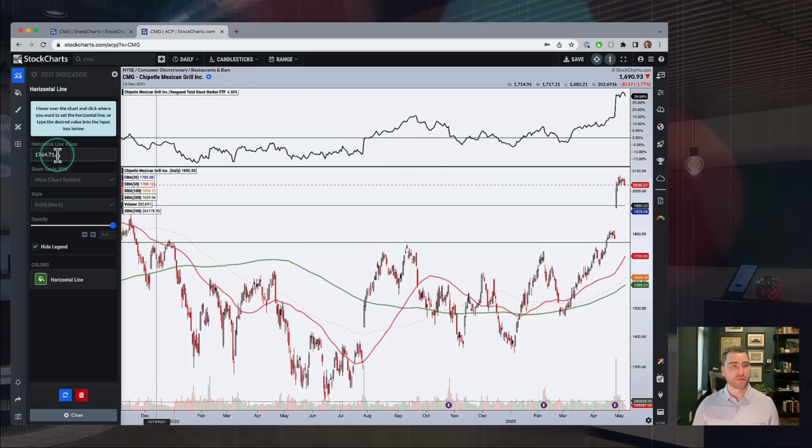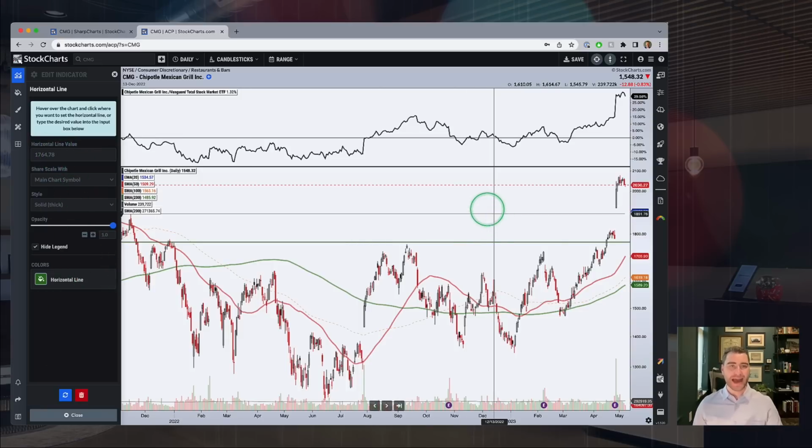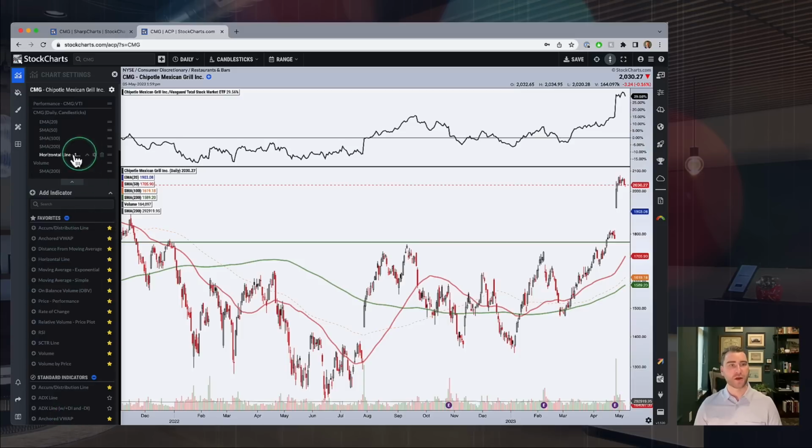Now we can come in here and modify this. Let's say we actually wanted it to be 78 or something like that. All we have to do is type in that box and hit enter. But adding those horizontal lines here in ACP, very, very easy. We can close this down, and now we see that horizontal line right on this chart.